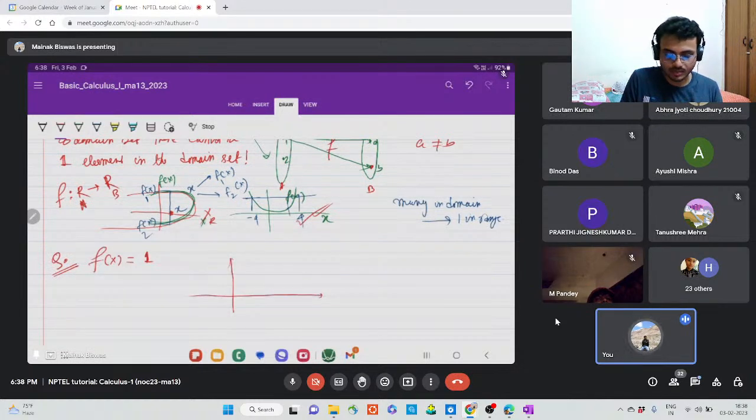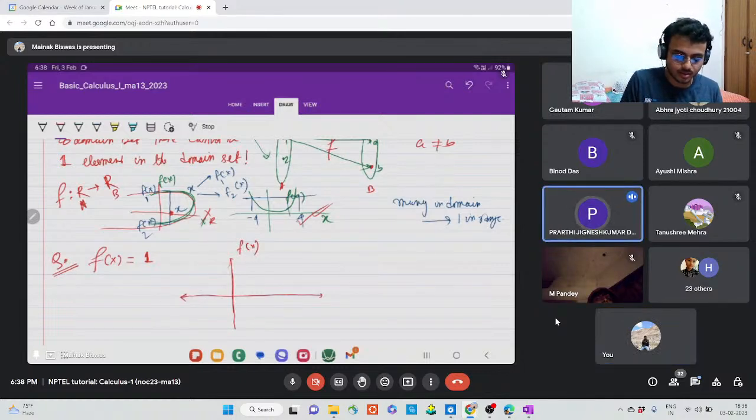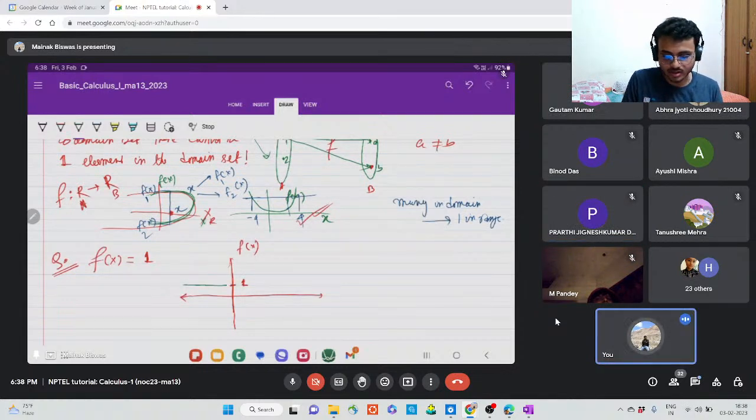Can anyone tell me what the plot will look like? A straight line passing through y equals 1. Correct. So it's like this one, right? It's a straight line, so y equals 1. So in this case it's a function, right? Because for a particular value of x you have only one f of x.